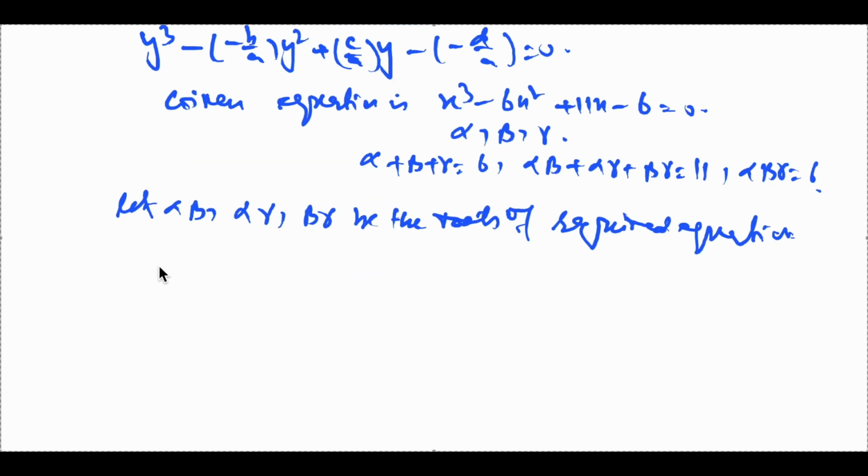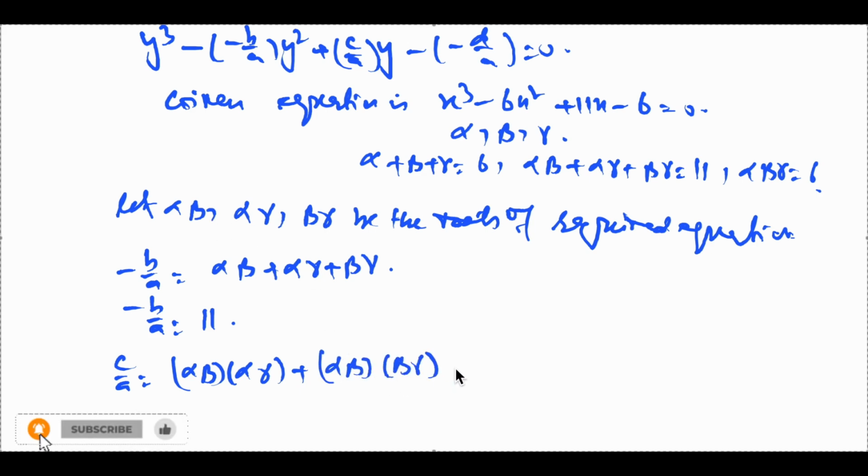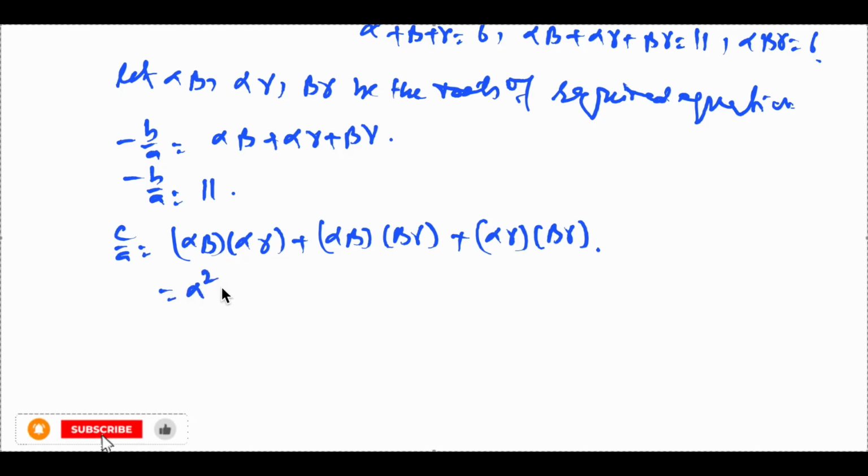So minus b over a will be alpha beta plus alpha gamma plus beta gamma. We have already found from the given equation that this is 11. So minus b over a is 11. Now let us find c over a. C over a will be the sum of the products of two at a time. So it will be alpha beta into alpha gamma plus alpha beta into beta gamma plus alpha gamma into beta gamma. This is alpha squared beta gamma plus alpha beta squared gamma plus alpha beta gamma squared.